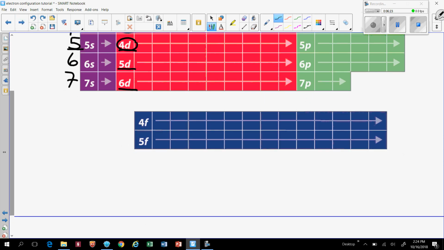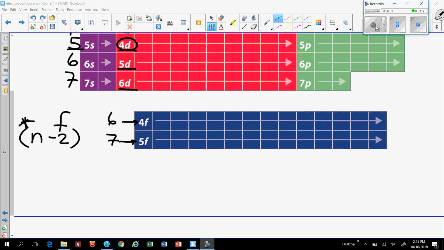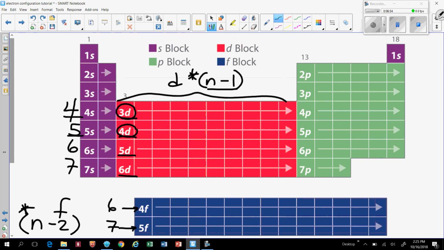When we enter down here the F sublevel, okay, what do you notice? It went from 6 to 4. 6 to 4 means it dropped by 2. So 6 to 4 means the energy level N dropped by 2. Okay, if we look at 7, it changed to 5. So 7 minus 2 is 5. Again, the energy level dropped by 2. So it's important to note when you enter the F sublevel, the energy level drops by 2. And when we enter up here the D sublevel, it only drops by 1.